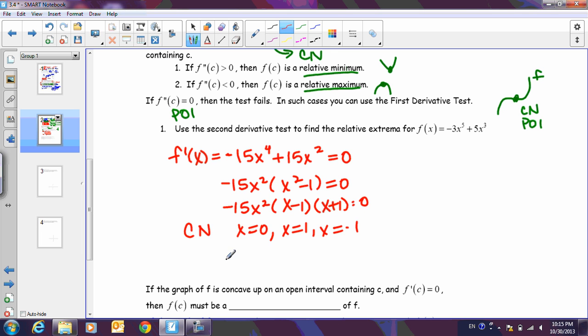These are critical numbers, okay? These are the numbers where I have horizontal tangents. It's possible maxes and mins, all right? Before today, if I wanted to know which ones were maxes and mins, I would do the sign chart and talk about increasing, decreasing, and all that, okay?